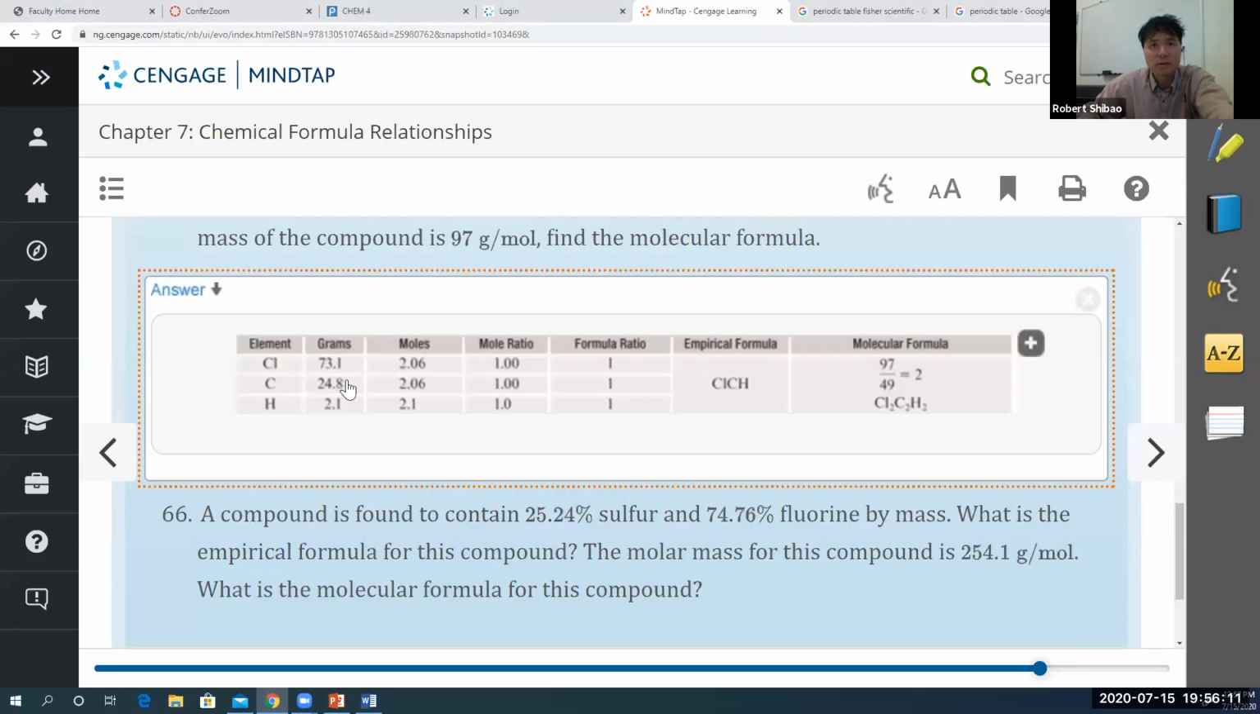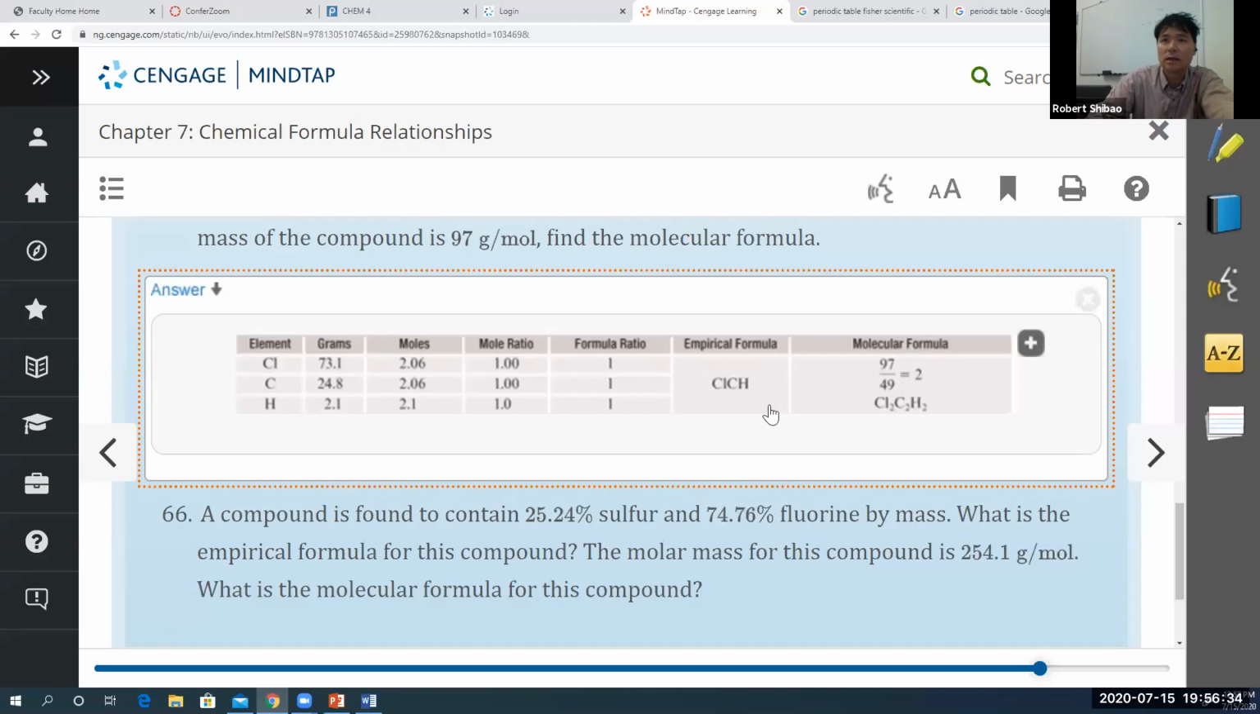So we do grams to moles for each of these, using chlorine's 35.45, carbon's 12.01, and hydrogen alone at 1.008. We use that to get the moles, with 3 sig figs. And then we can get the mole ratio here. It turns out it's ClCH. Everything's 1 to 1 to 1.